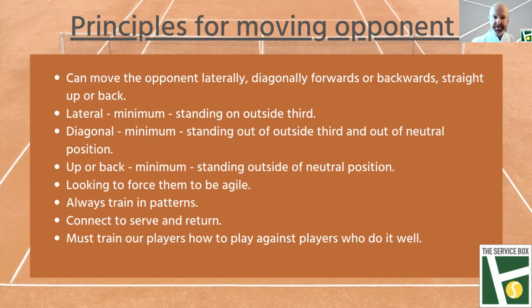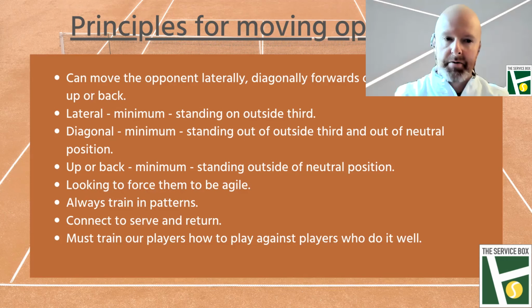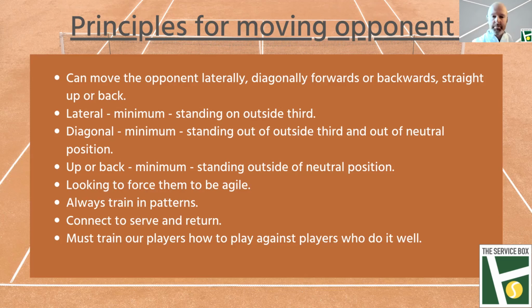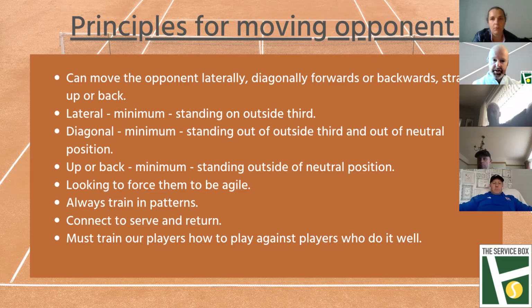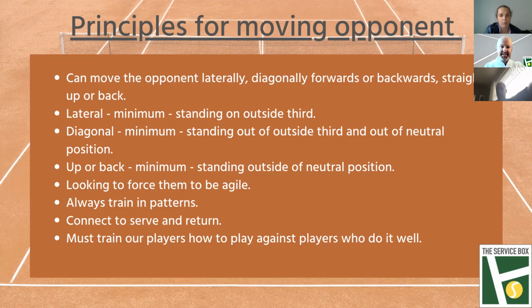So in terms of principles of movement, this might sound overly simplistic, but for me, it's important that we clarify, in my mind, exactly when someone is moving the opponent. So of course, the different ways you can move your opponent is laterally, diagonally backwards, diagonally forwards, or straight up and back. But the key thing for me is to have some sort of minimum level of when you're moving the opponent. So for me, you're not moving them laterally unless they're standing on the outside thirds of the court, striking the ball from there.